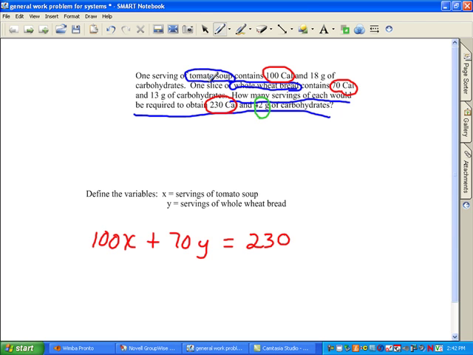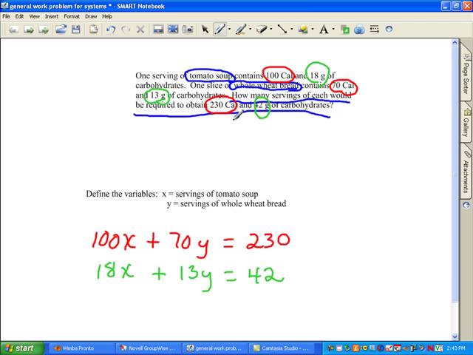You can see I've circled that in green. We have 42 grams that we're allowed in carbohydrates. Now I'm going to have soup and I'm going to have whole wheat bread. I have something that tells me how many carbohydrates I have in the soup, and I have something that tells me how many carbohydrates I have in the bread. And I have a total. So we can write another equation that would represent the carbohydrates of the soup and the bread.